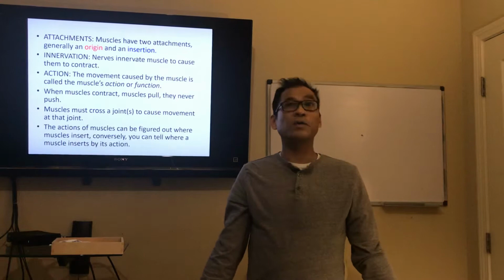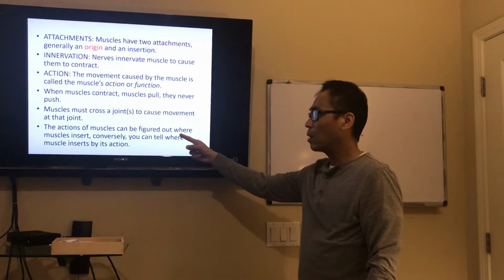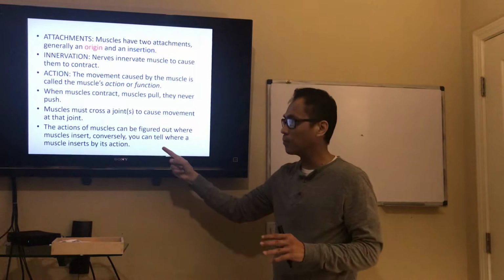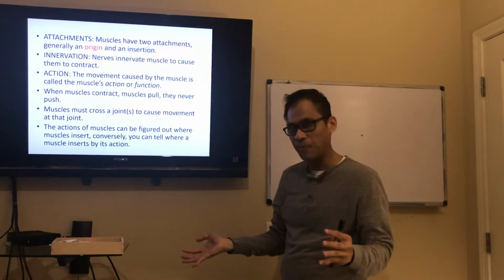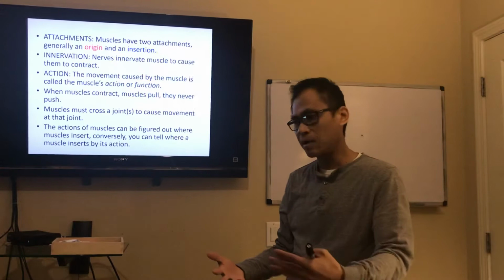They pull, they never push. Muscles cross joints, I talked about that. The actions of muscles can be figured out from where the muscle inserts. Conversely, you can tell where a muscle inserts by its action. And this last golden rule is really important, because as you sit at your desk with the book open, you have to think about these things so it makes intuitive sense. That really helps, so it's not brute force memorization. You understand the concept of why this action is what it is for this muscle.